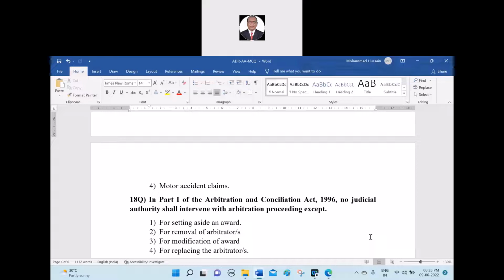18th question. In Part 1 of the Arbitration and Conciliation Act of 1996, no judicial authority shall intervene in arbitration proceedings except, number one, for setting aside an award. Number two, for removal of arbitrators. Number three, for modification of awards. Number four, for replacing the arbitrators.